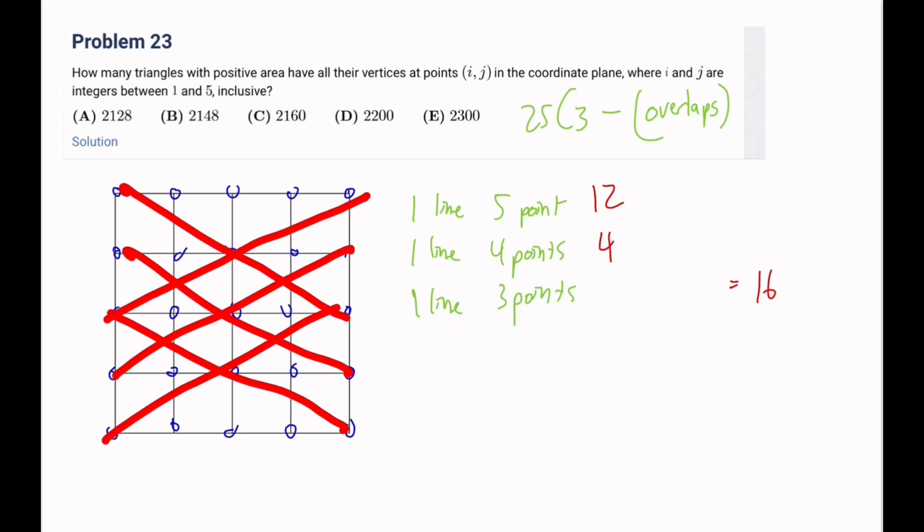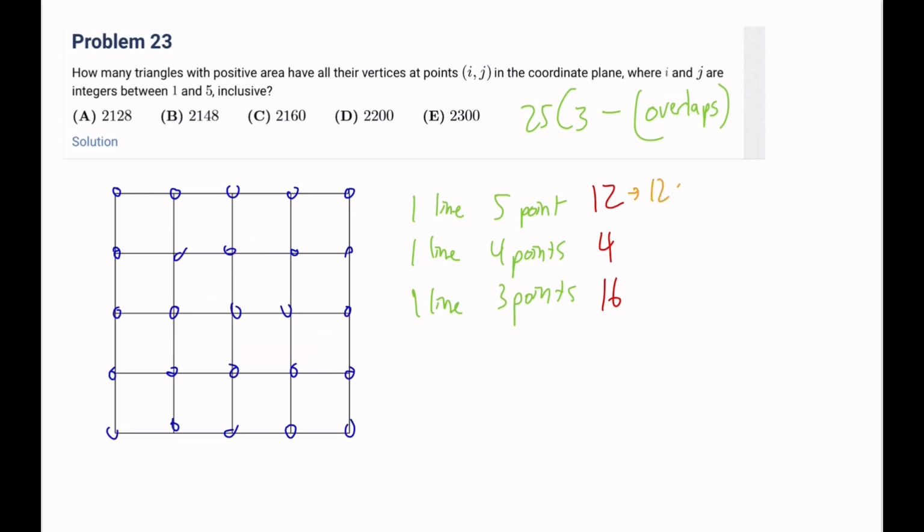And so since we have 12 lines with 5 points each, this means that the number of 3-point combinations that cannot be triangles with positive area are 12 times 5 choose 3, right? So this is 12 times 10. So this is 120. And for this one, this is 4 times 4 choose 3, right? Because there's 4, and then you have to choose 3 from the 4 points. So this is 4 times 4, this is 16.